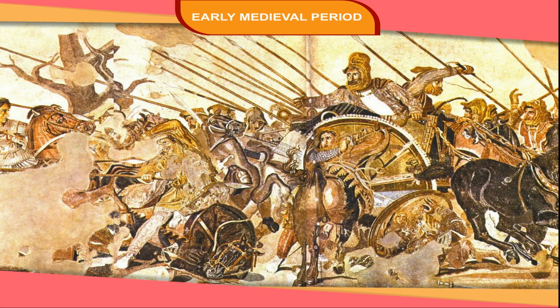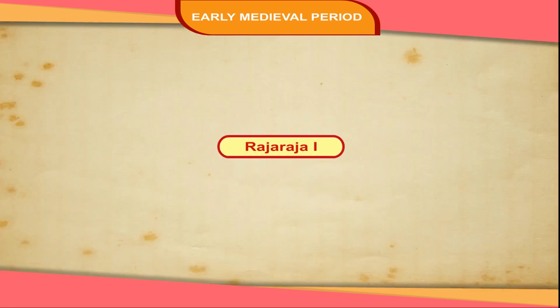His successors defeated the Pandyas of Madurai, the Pallavas of Kanchi, and the ruler of Sri Lanka. Cholas were defeated by Rashtrakutas in 949 CE.